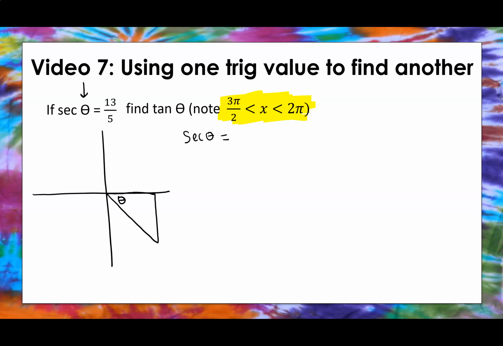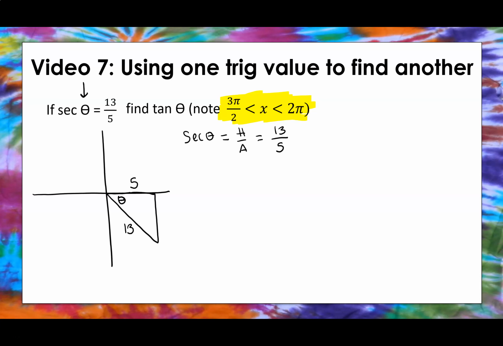And now secant theta is equal to what over what? Well, secant is h over a, so I've got my h over a is going to be equal to 13 over 5. So over here, my adjacent is going to be 5, and my hypotenuse is going to be 13. Now, how do I label my 5? Well, 5 is going to be positive, correct? Because I'm going to the right. And then this here is going to be a negative because I'm going down.